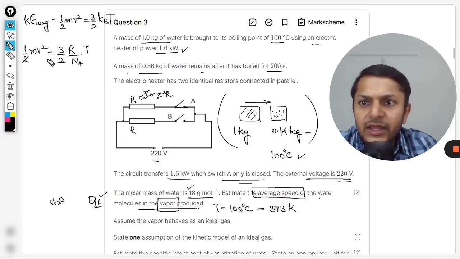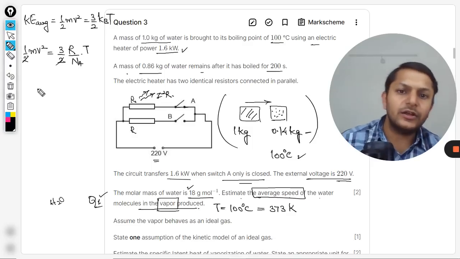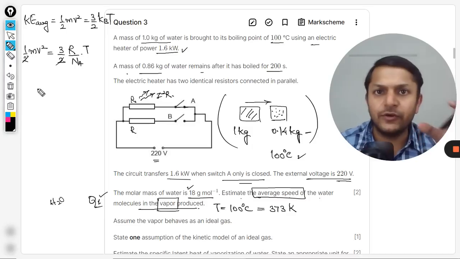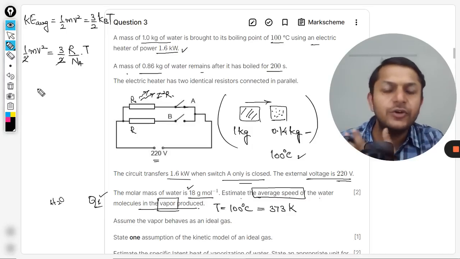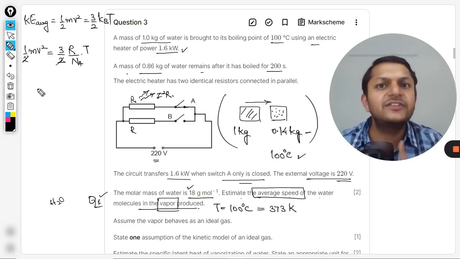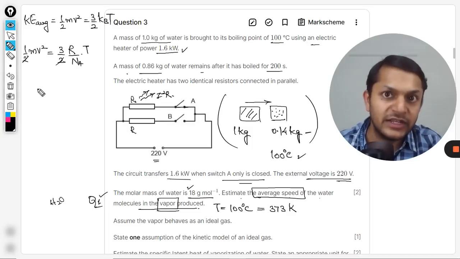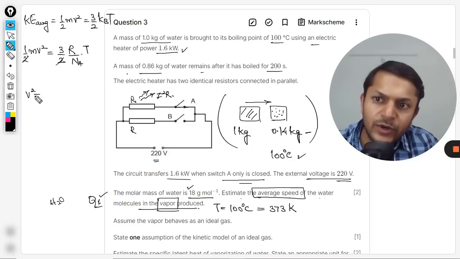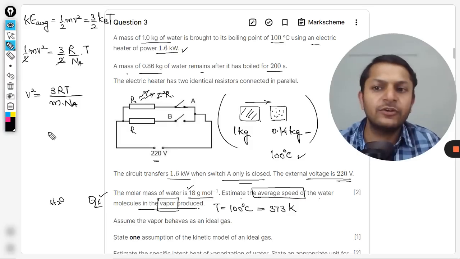Now, here is the catch. The answers and your books, what they are doing is they're using the value of kB, and they first find the value of kinetic energy, and then they equate it with half mv square, and then they try to find the value of the velocity. But what I am doing is I am creating the formula for the velocity for you. Just a moment. So v square is equal to 3RT divided by m into Avogadro's number.